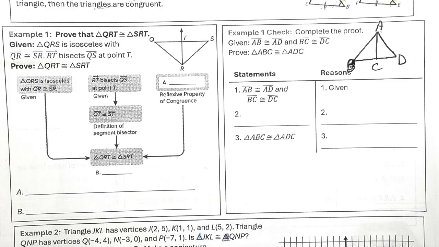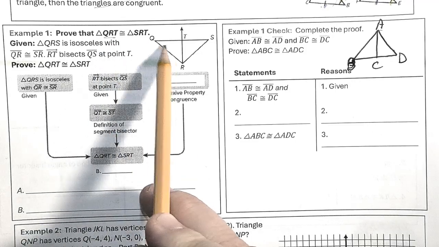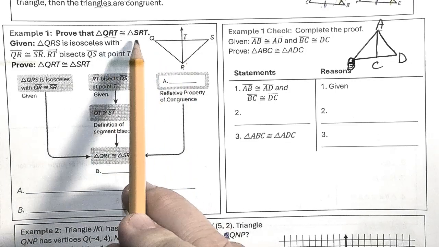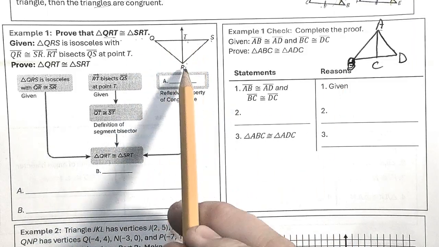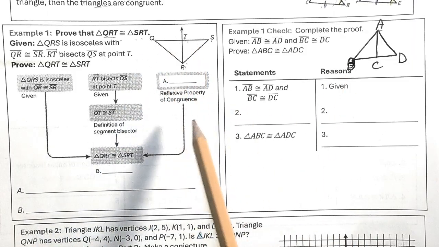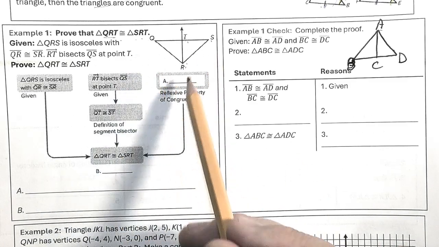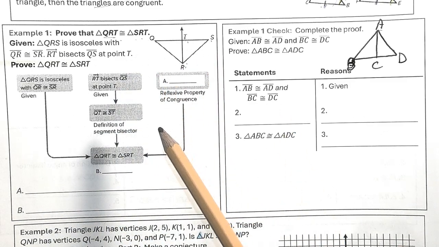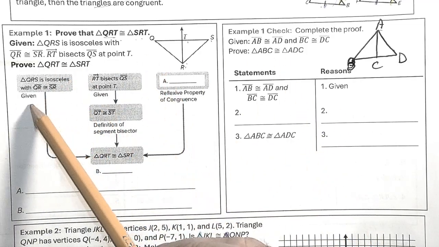All right, so we have a proof. They want us to prove that triangle QRT is congruent to SRT. They're made from the one big triangle, and this splits it in half. Of course, if we're splitting one big triangle into 2 halves, that should tell us they're congruent, and it does. But in this class we have to break it down, and we'll do that.